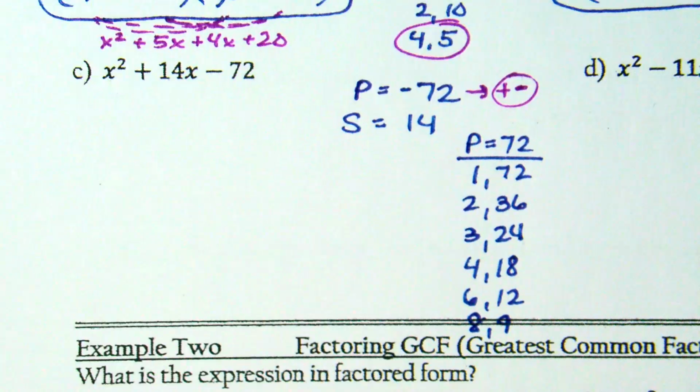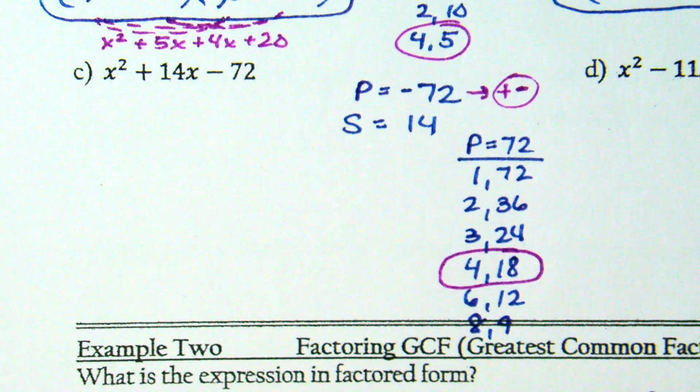Okay, do you see any of those that add to be 14? But keep in mind, we're going to have to do a negative and a positive here. So which one is going to, quote, add to be 14? 4, 18. Okay. If we put the right signs, 4 and 18, yes? They multiply to be negative. We said we need a positive and a negative. What about, how do we make it so they add to be a positive?